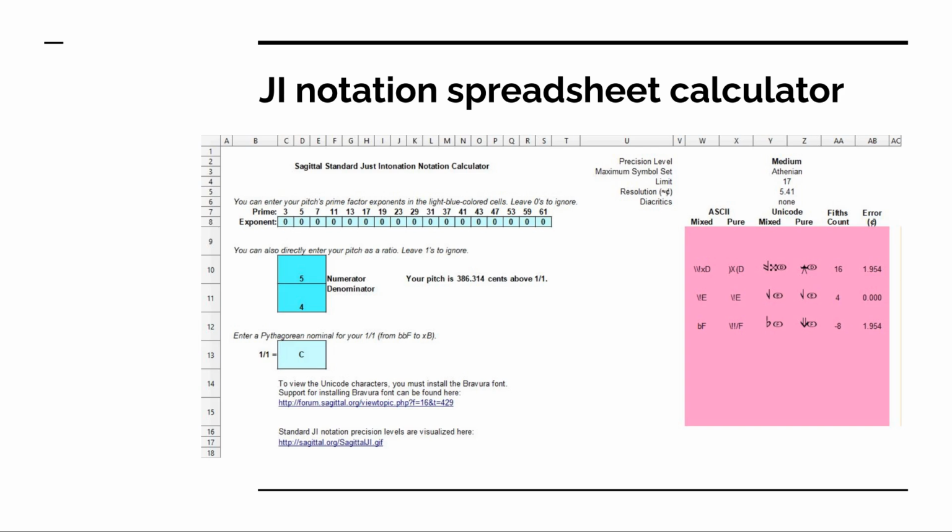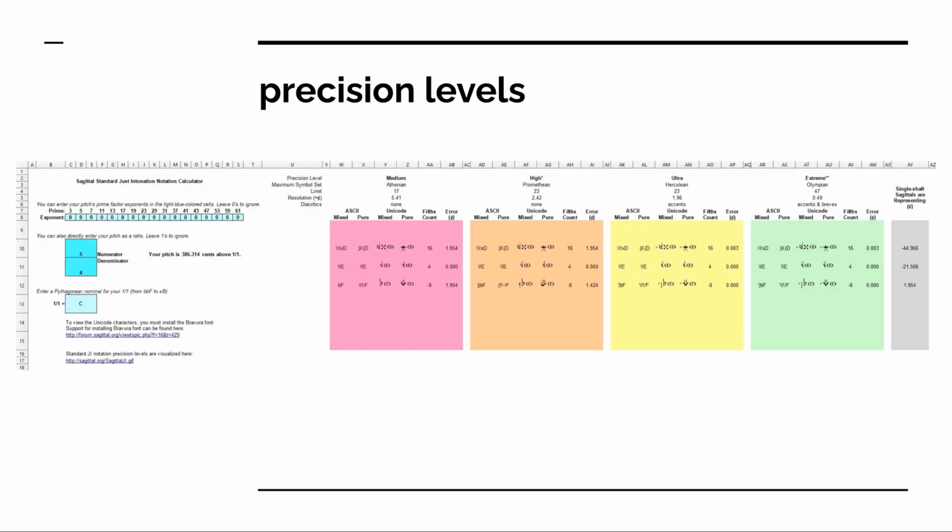Now, you may be wondering, why does it say medium there in the top right? Well, that's just because the JI notation supports different precision levels. Here's what it looks like if you look further to the right in the JI notation calculator. The first section, the pink one, corresponds to the capture zones we've looked at already. In other words, that's the simplest JI notation precision level, insofar as it is the least precise, but requires the fewest symbols.